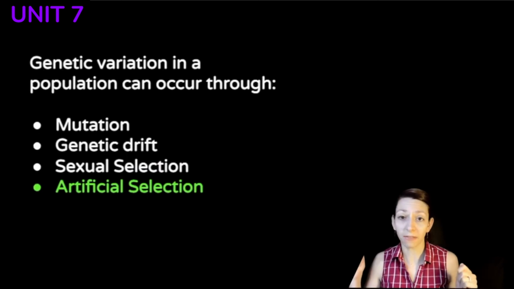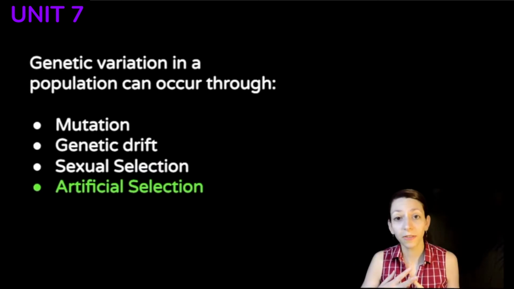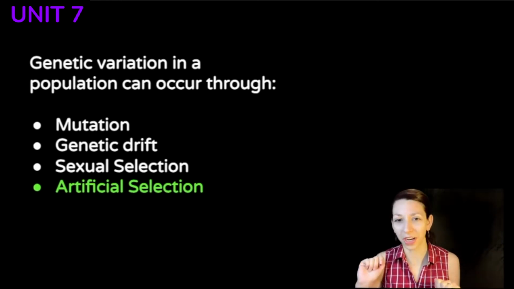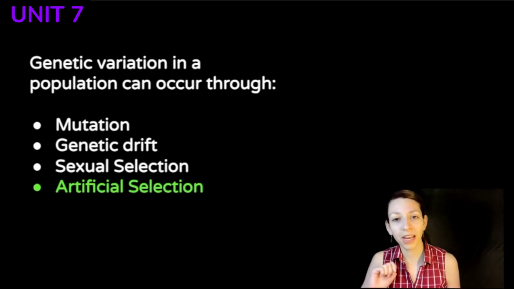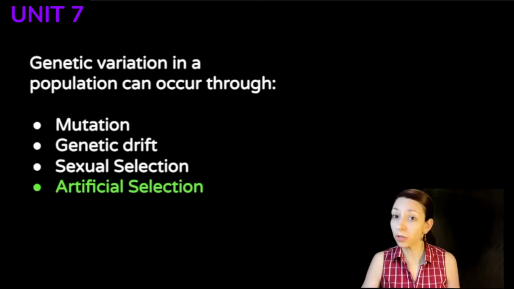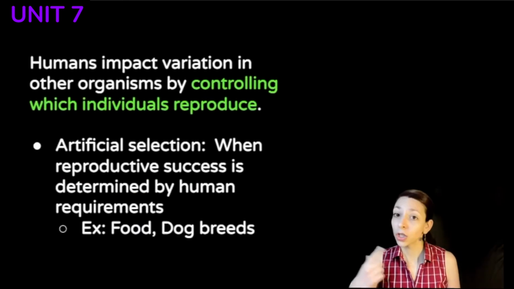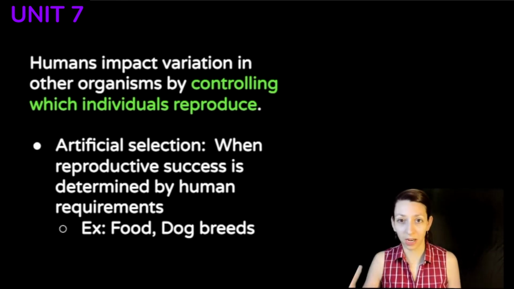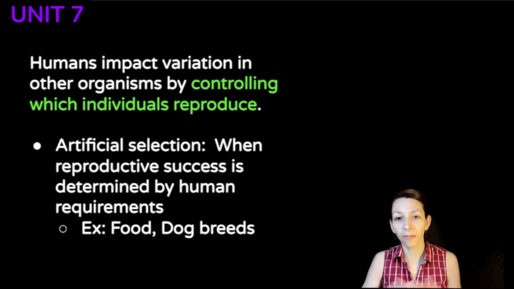Now, we can get genetic variation in a population through a variety of ways. We've got mutation, genetic drift, and sexual selection, as well as artificial selection. But in this video, we're talking about artificial selection. And remember that evolution is the change in the genetic makeup in a population over time, not just the changing of one organism. Individuals don't evolve, populations evolve. So, humans can impact the diversity within a population, either making it more diverse, less diverse, or favoring a certain trait for our benefit. The way we do this is by controlling which organisms reproduce.